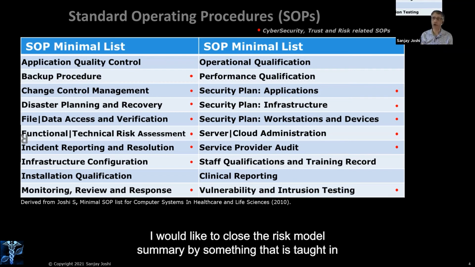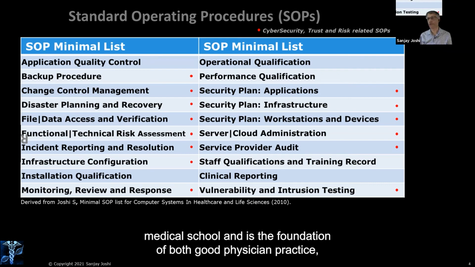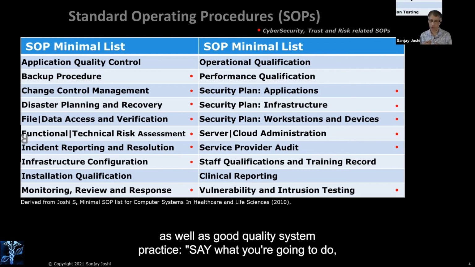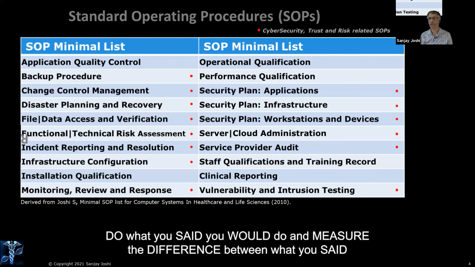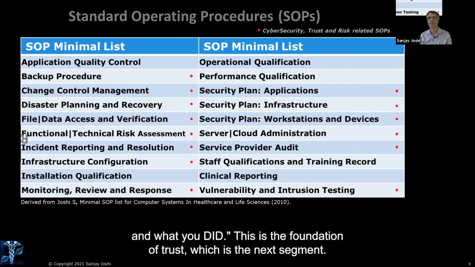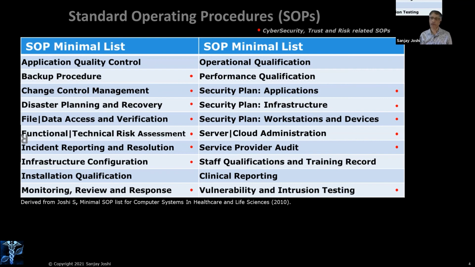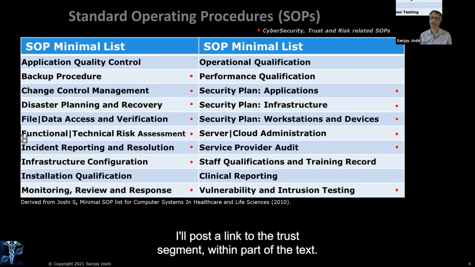I would like to close the risk model summary by something that is taught in medical school and is the foundation of both good physician practice as well as good quality system practice. Say what you're going to do, do what you said you would do, and measure the difference between what you said and what you did. This is the foundation of trust, which is the next segment. I'll post a link to the trust segment with part of the text.